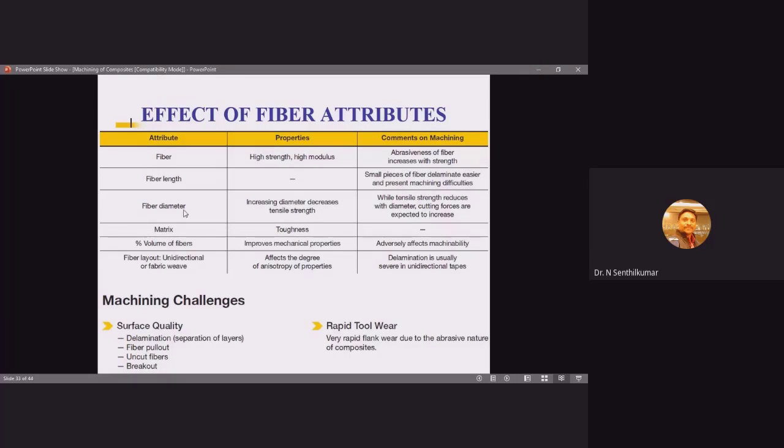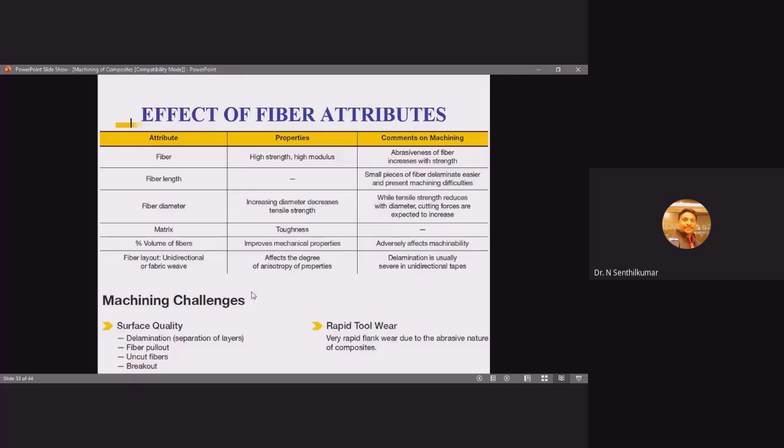If the fiber diameter is higher, the quantity of resin, the matrix material, will be less. In that case, the tensile strength will be reduced, but a higher amount of cutting force is required to fracture that fiber. Then volume of fibers: if I have a high volume of fibers, then the machining will be a little bit difficult, because delamination, fiber pull out, and fiber shearing will all be there. So if the volume of fibers and the fiber abrasiveness are higher, then it is very tough.